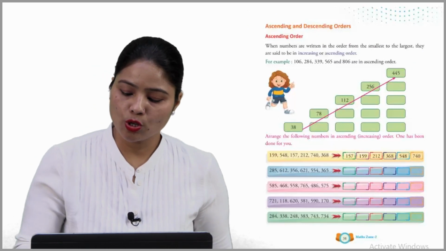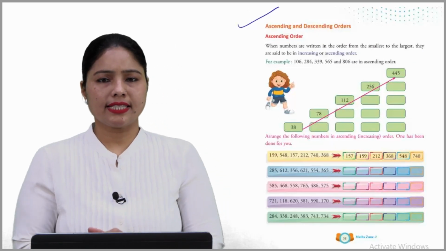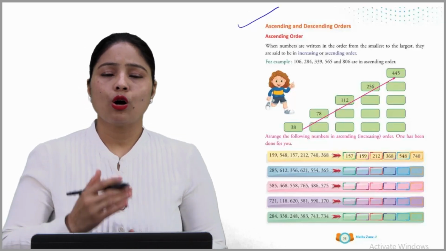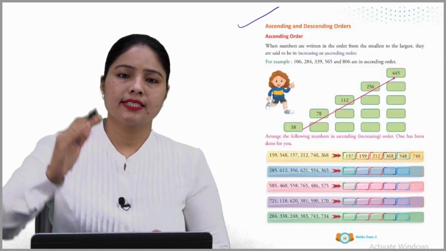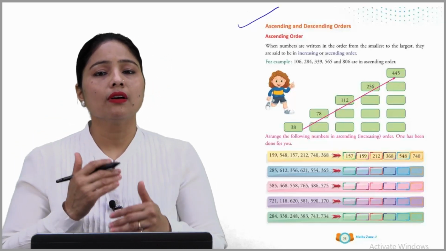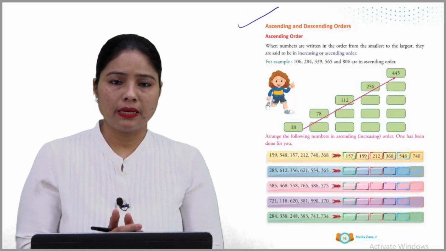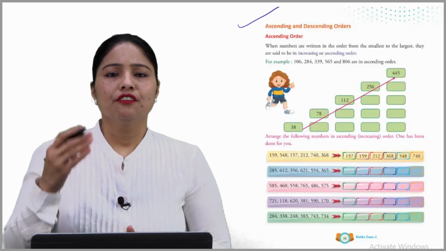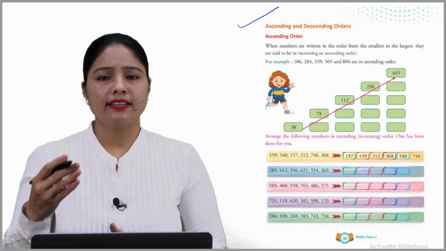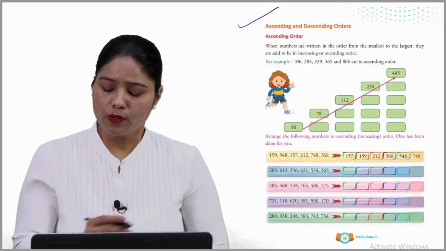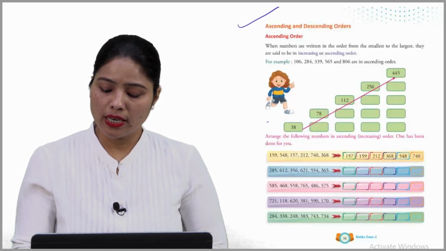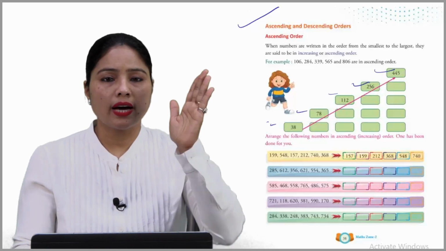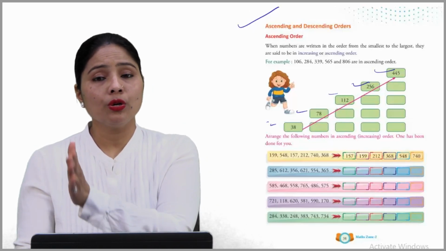Okay. Now next concept is ascending and descending order. Ascending order: when numbers are written in the order from the smallest to the largest, they are said to be in an increasing or ascending order. For example, 106, 284, 339, 565 and 806 are in ascending order. Okay, so हमारा पहले ये छोटा नंबर, फिर बड़ा नंबर, उसके बाद बड़ा नंबर, फिर उससे और बड़ा, फिर उससे और बड़ा.